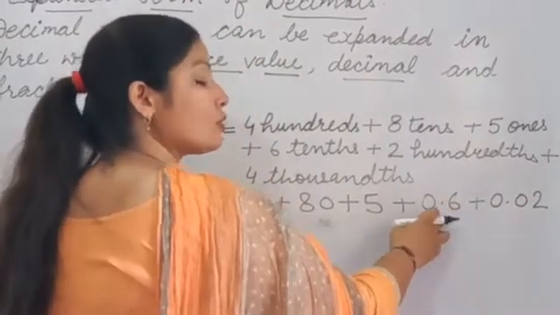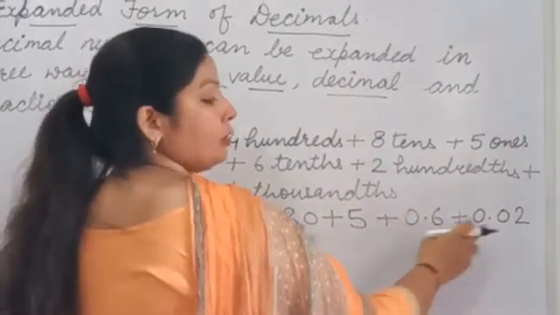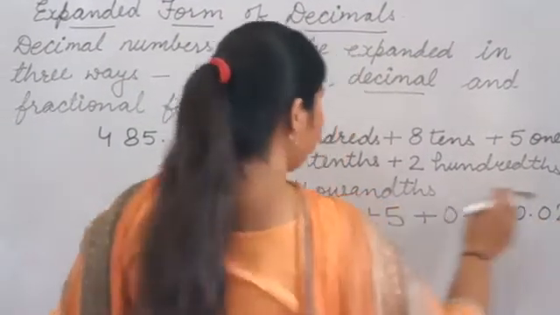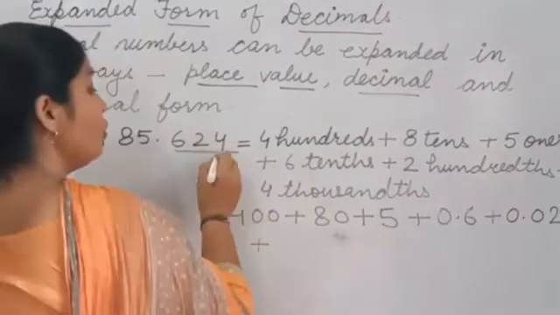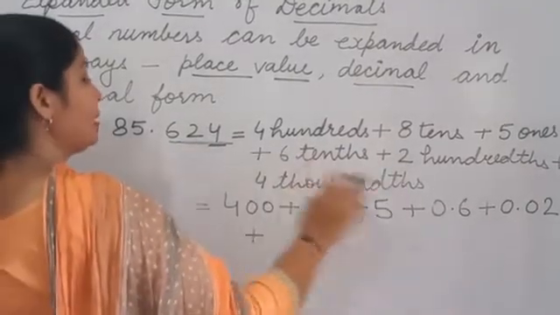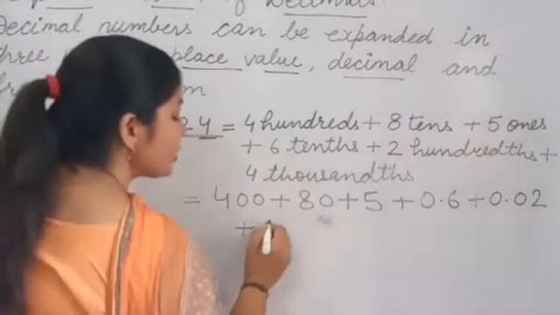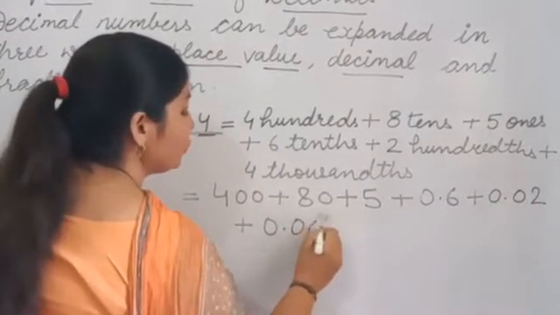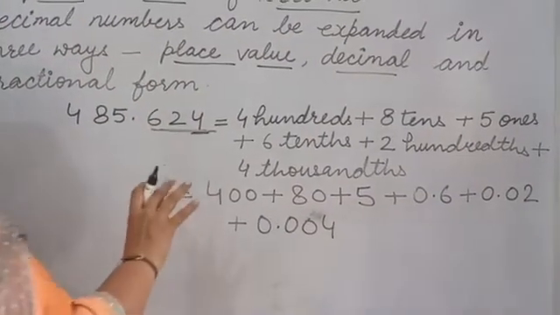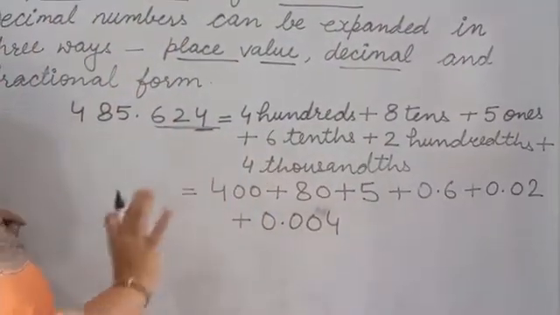Place value, this also we can write in place value also. Okay. This is the place value of 6. So now at the place of 6 we take 0 and now there is 2. The next is plus 4 thousandths. So thousandths we have written, hundredths also we have written, tenths also we have written. So tenths and hundredths will be 0. So it becomes 0.004. This is decimal form. Okay. This is expanded form in decimal form.